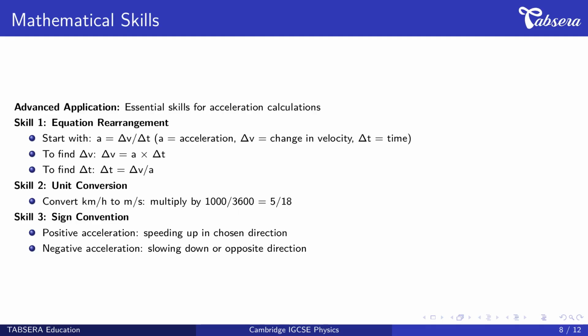Second, unit conversion. To convert from kilometers per hour to meters per second, we multiply by 1000 divided by 3600, which simplifies to 5/18. This is essential for consistent SI units. Third, sign convention. Positive acceleration means speeding up in the chosen positive direction, while negative acceleration means either slowing down or accelerating in the opposite direction. Understanding signs prevents calculation errors.